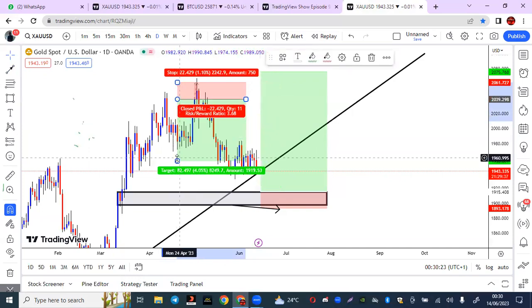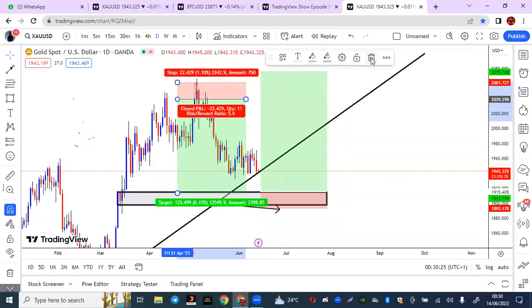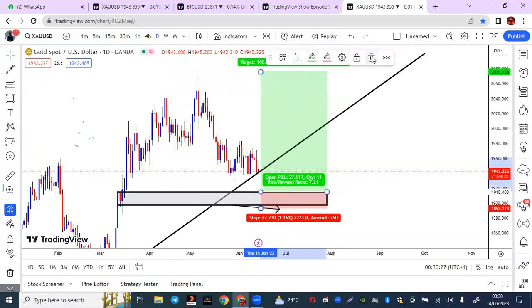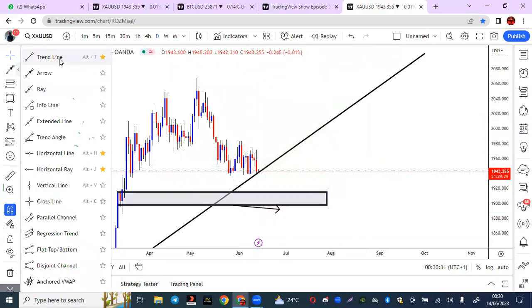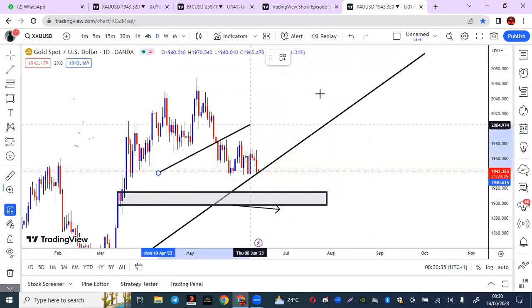Same thing and all that. So that's what this particular one is for. Which other tool do we use? We use the trend line as well. We have a trend line. We use the trend line a lot. This is trend line 2.